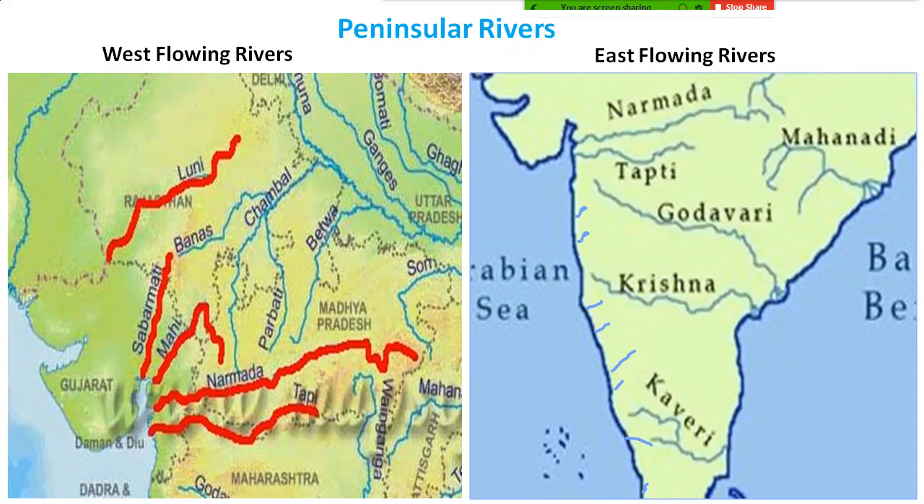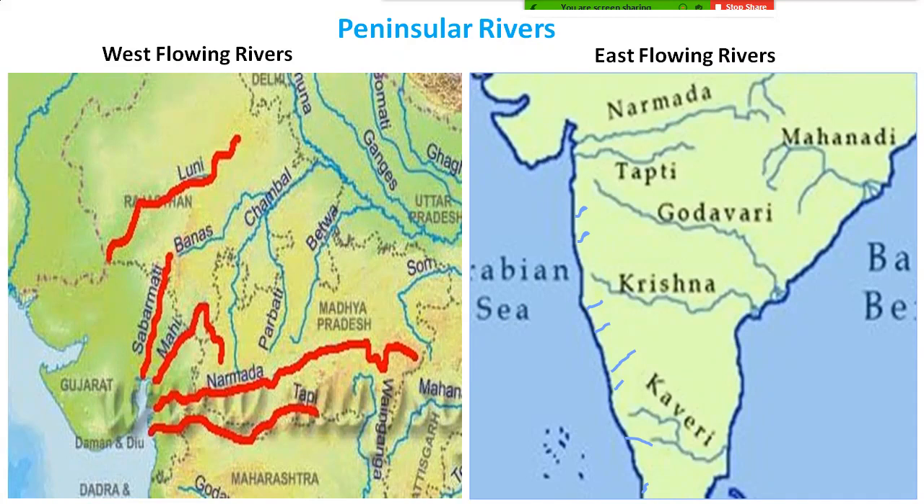All these peninsular rivers are rain-fed rivers, and therefore they rarely face the problem of flooding because they are seasonal in nature. That is, the volume of water in these rivers increases only during the monsoons.